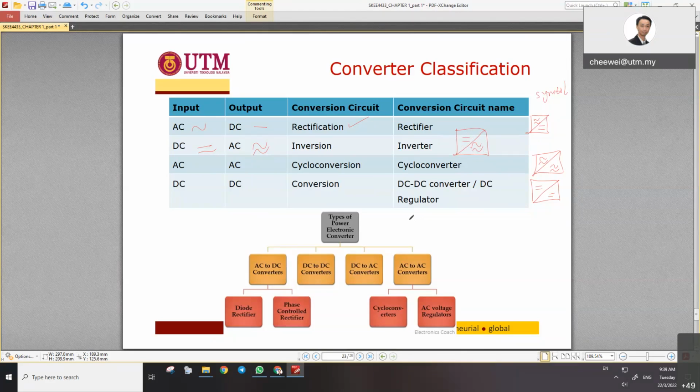Okay. What's the name of AC, AC? DC, DC, we call it chopper. Chopper is like helicopter, yeah. And AC, AC, we call it cycloconverter. Okay, so in this course, SEEE4433, we are not going to touch this one. Nope, we are going to talk about rectification, inversion, and DC-DC conversion.